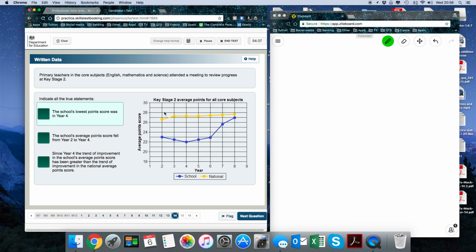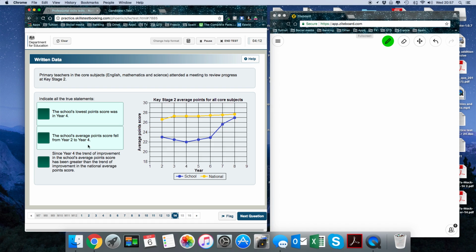Next statement, the school's average point score fell from year 2 to year 4. Well look, lots of people read that question and then they think they need to work some sort of average out. No, you don't. The graph says Key Stage 2 average points for all core subjects, so it's already an average. So did it drop from year 2 to year 4? From year 2 to 3 it dropped, to 4 it dropped.